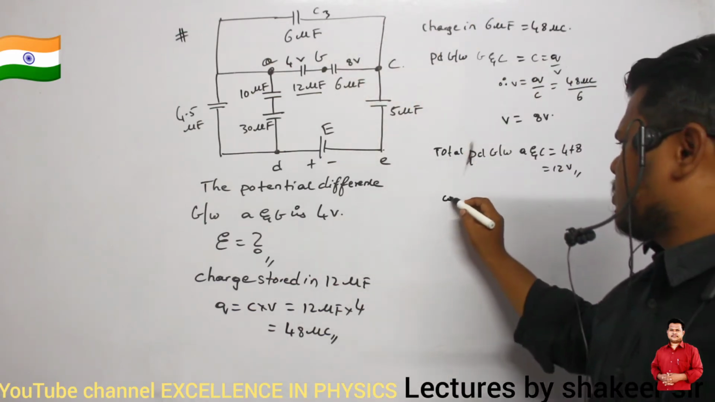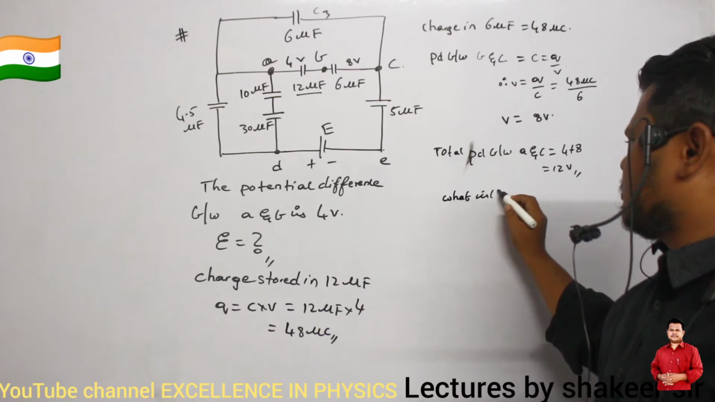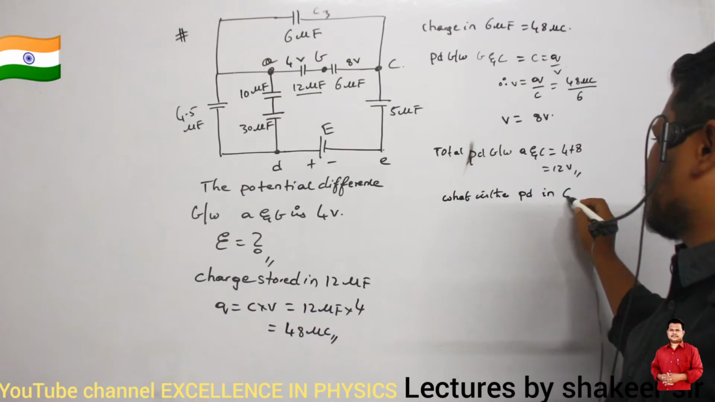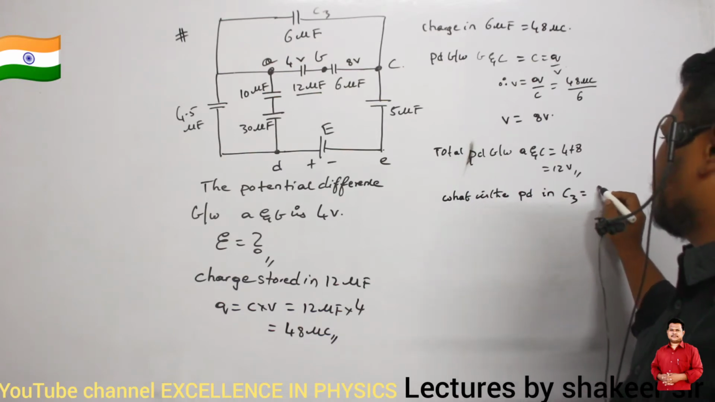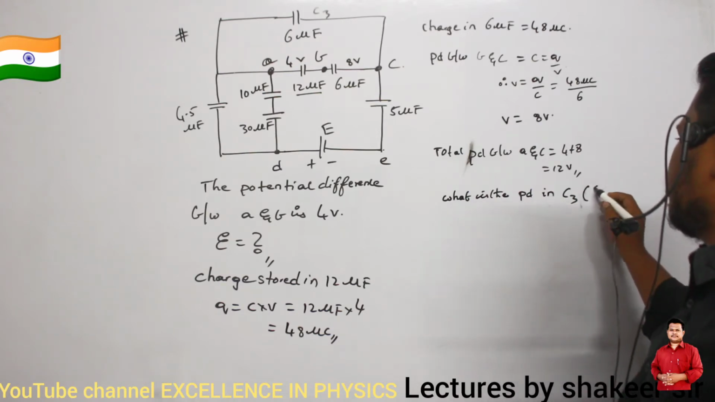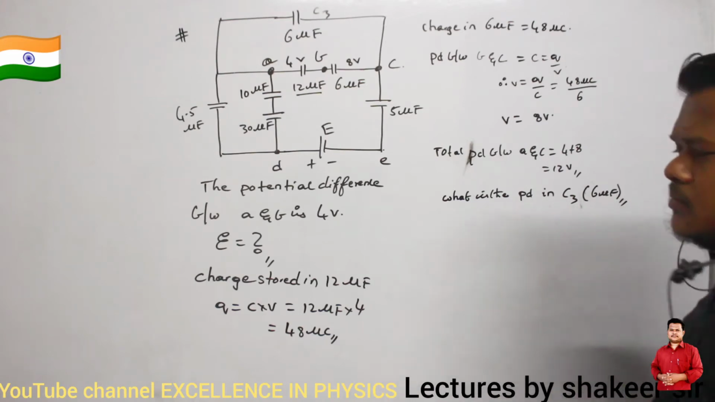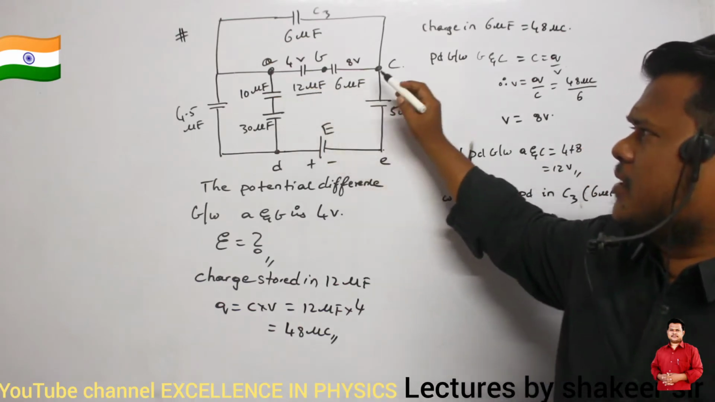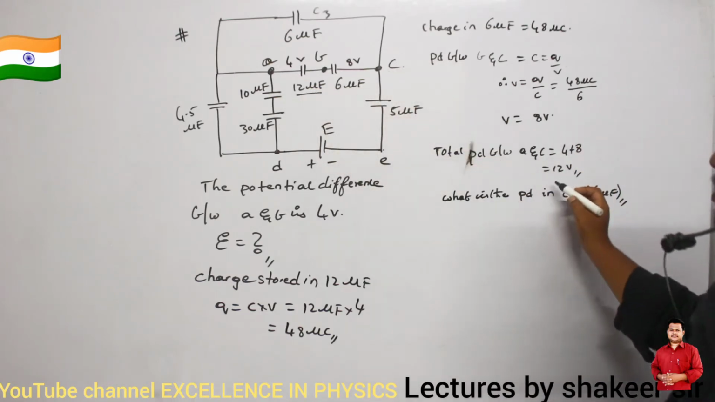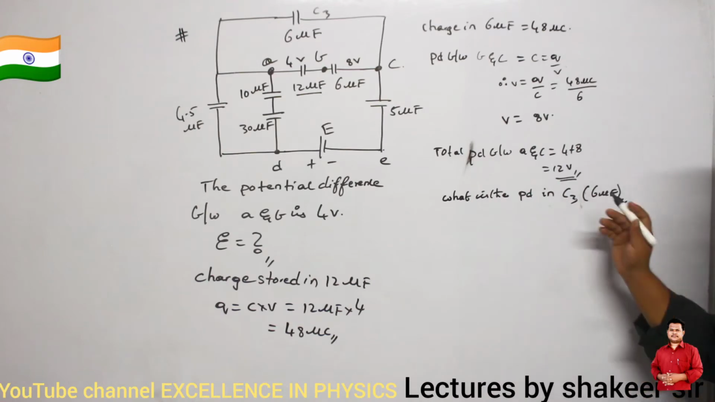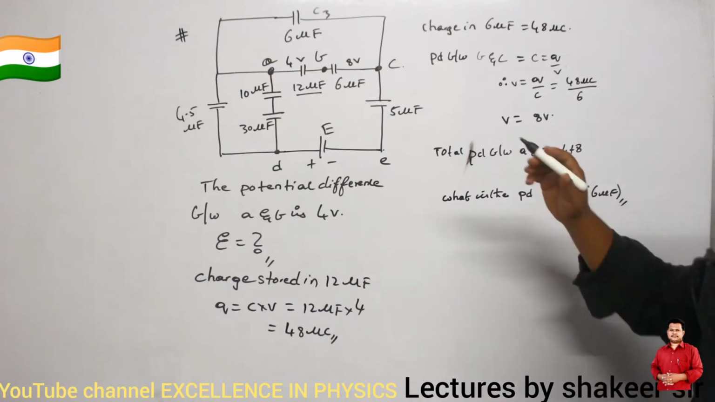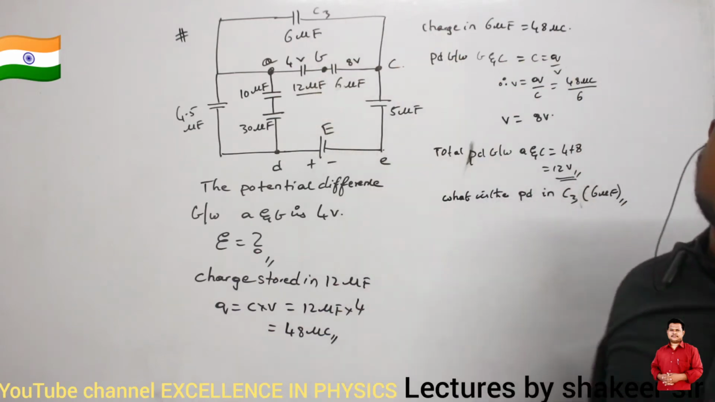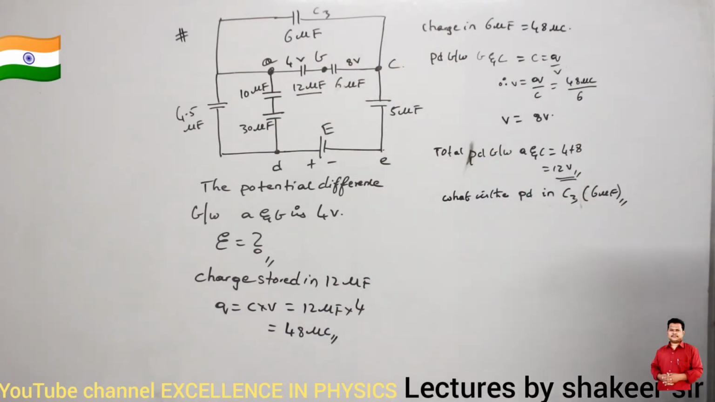Then can you say what is the potential difference in capacitor C3? C3 means which capacitor? The 6 microfarads capacitor. Can you say anybody? Potential difference between A and C is 4 plus 8 is equal to 12 volts. Are you able to understand? Then what is the potential drop in the 6 microfarads capacitor? In this capacitor, what will be the total amount of potential? Can you say anybody?